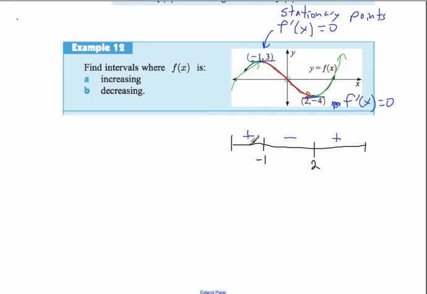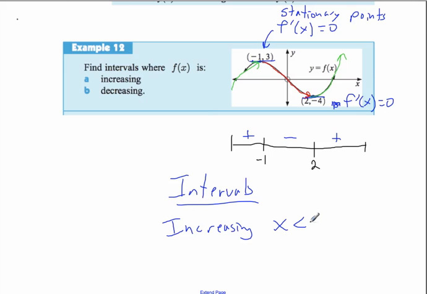Okay, you could also write that in interval notation. So if you check out the intervals, the function is increasing when x is less than -1 and when x is greater than 2. The function is decreasing when x is between -1 and 2.